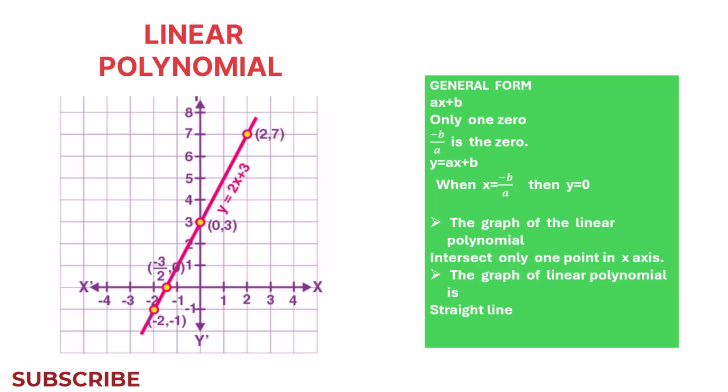The graph of a linear polynomial is a straight line. The coordinates are minus b upon a, 0. When x is equal to minus b upon a, then y is equal to 0. The graph intersects the x-axis at only one point. The graph is always a straight line.